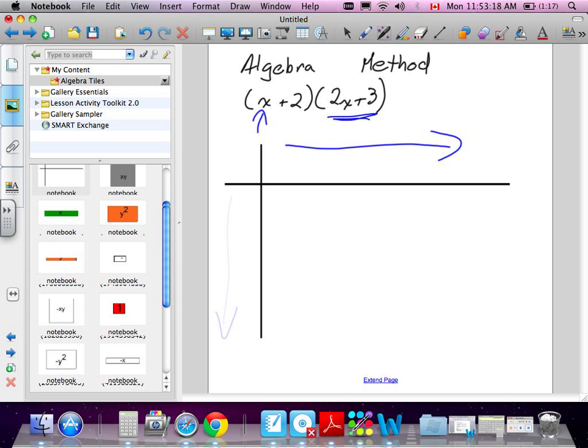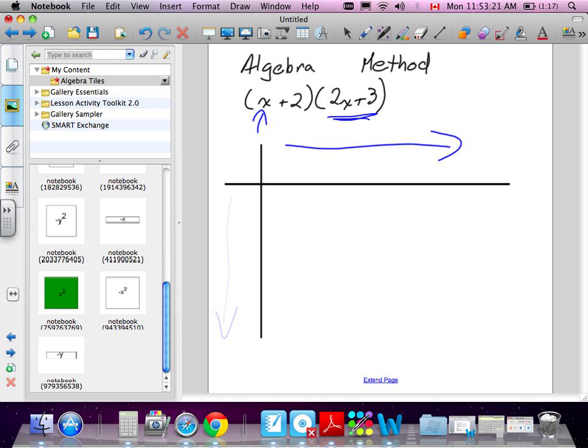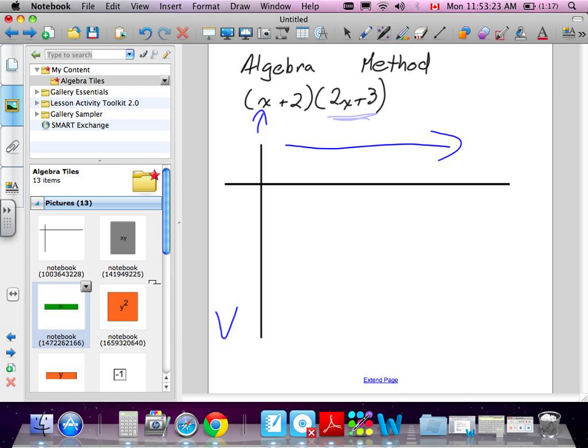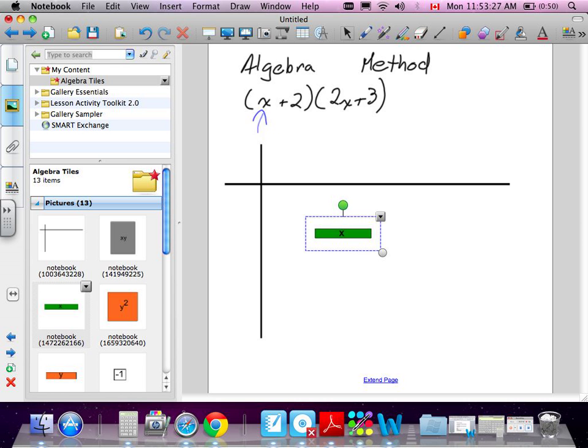Oh, I gotta turn them? I guess so. So I take x. I'm just gonna turn it. I place it along the side. This block represents an x.